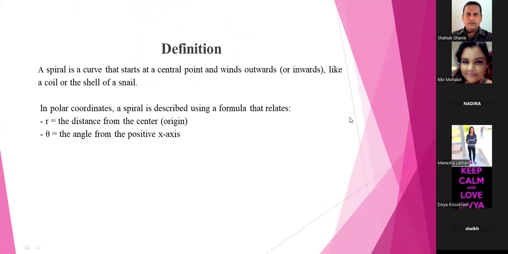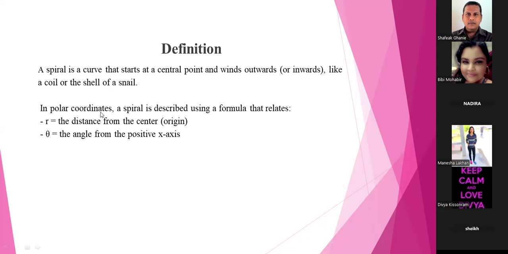Imagine you are a point moving away from a central spot. Now, instead of just moving in a straight line, you start turning around that central spot. The path that you trace can often be a spiral. So the definition we have is: a spiral is a curve that starts at a central point and winds outwards or inwards, like a coil or the shell of a snail.